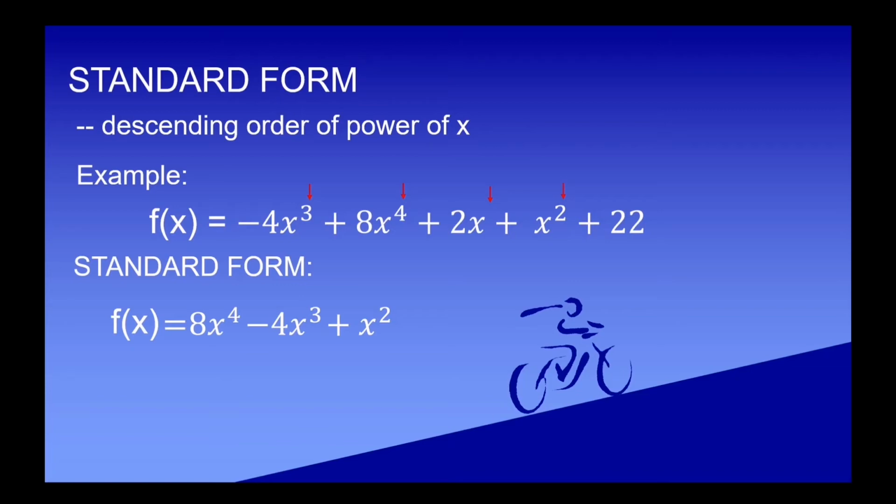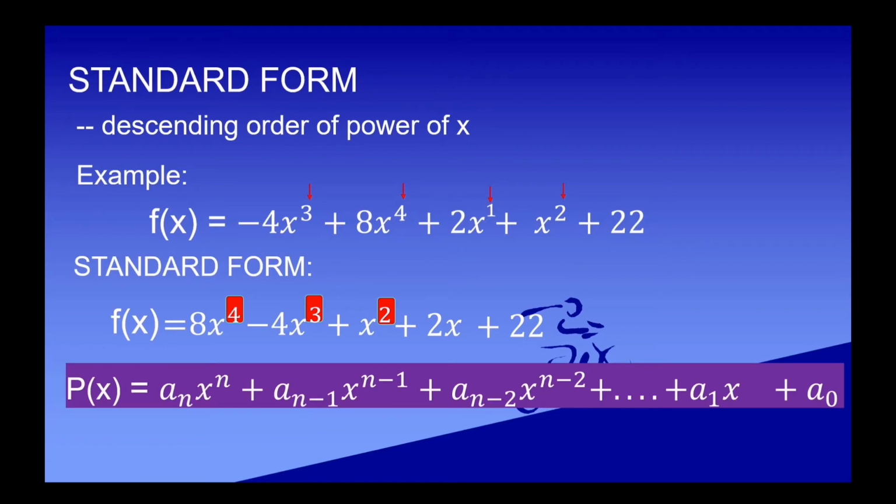Then we have the exponent of x here, which is 1. So to complete the descending order of power of x, that is 2x. Then the last term, that is called the constant term, is 22. So our f(x) in its standard form is 8x^4 - 4x^3 + x^2 + 2x + 22. This time we have the descending order of power of x.